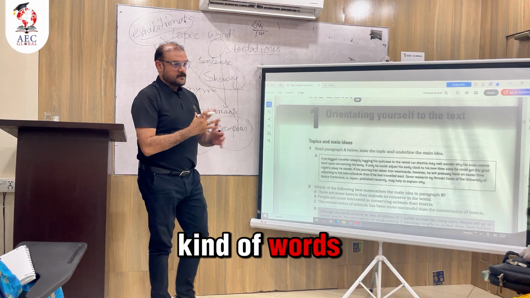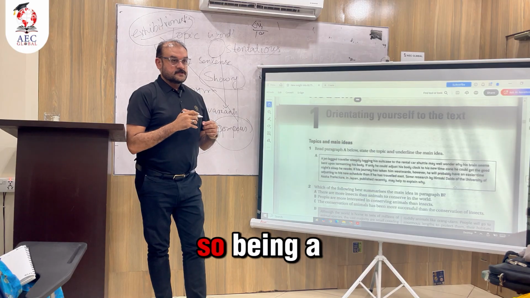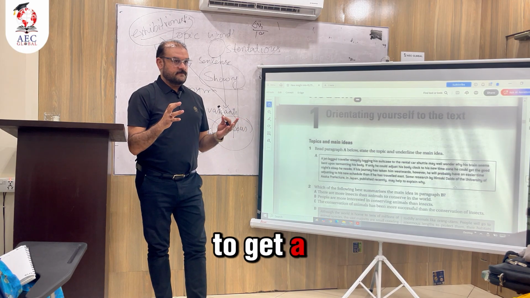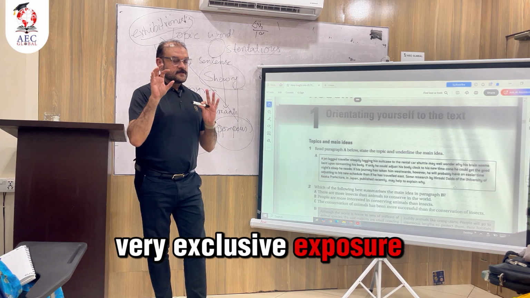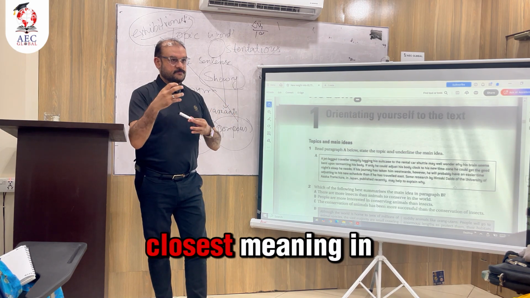So all these kinds of words actually have a family, but they're not identical. Being a student of reading comprehension, on the first day you have to get very exclusive exposure to your reading, so please find the word which has the closest meaning in the passage.